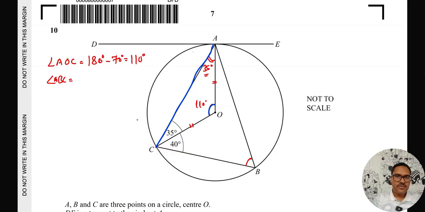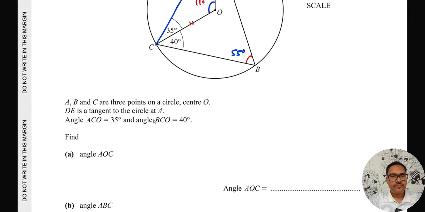So what is angle ABC? This is half of angle AOC, which is 110, so this is 55. So what is this angle? This is 55. I hope this is also clear.